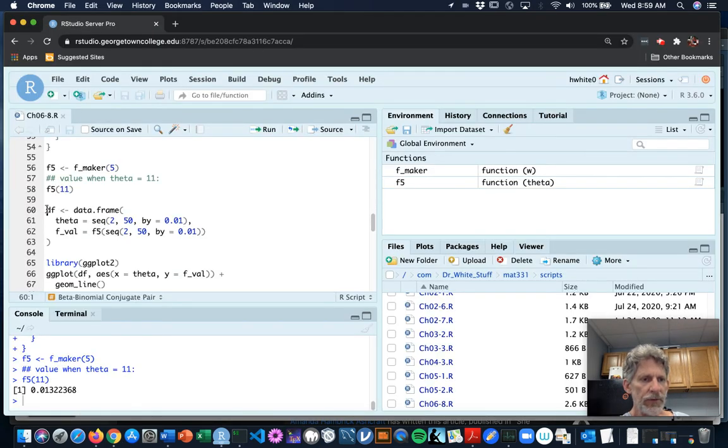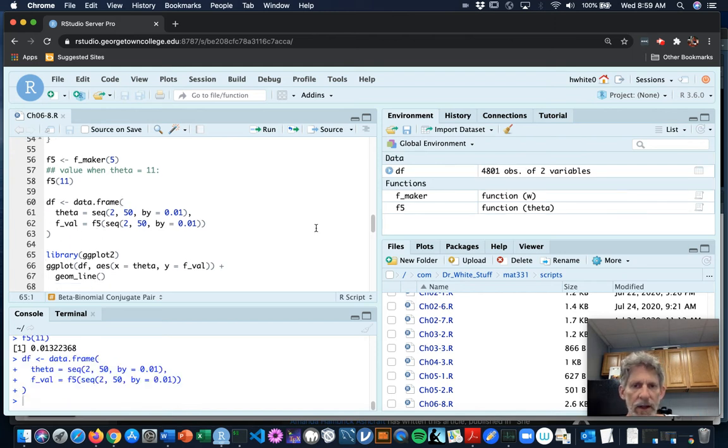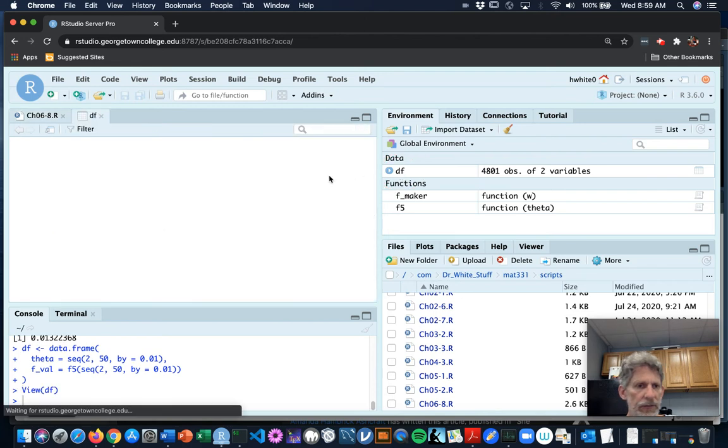So to make that graph, I'm going to make a little data frame here, which has 2 columns: a theta column, and it's all the real numbers from 2 to 50 going up by 0.01. So just a whole bunch of values from 2 to 50. And the second column is f5 applied to each of those values. So I'll make it, and I'll just take a quick look at it.